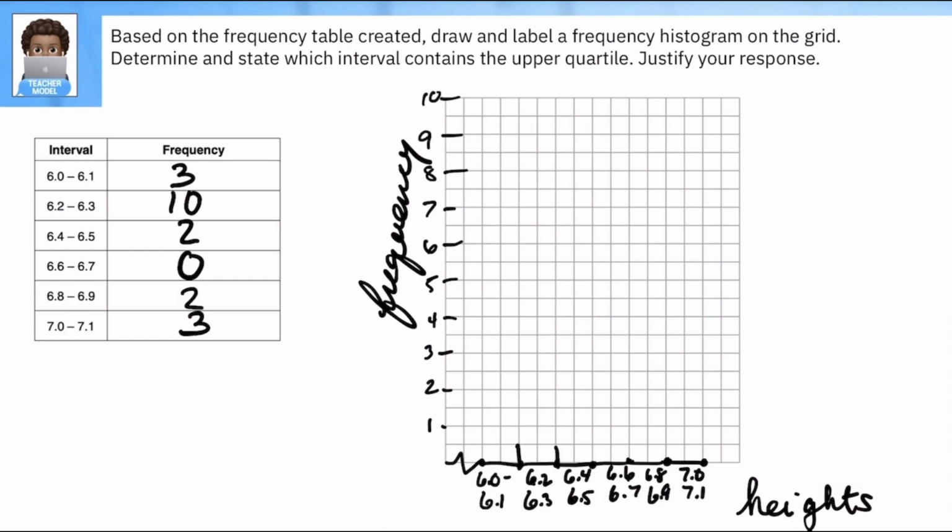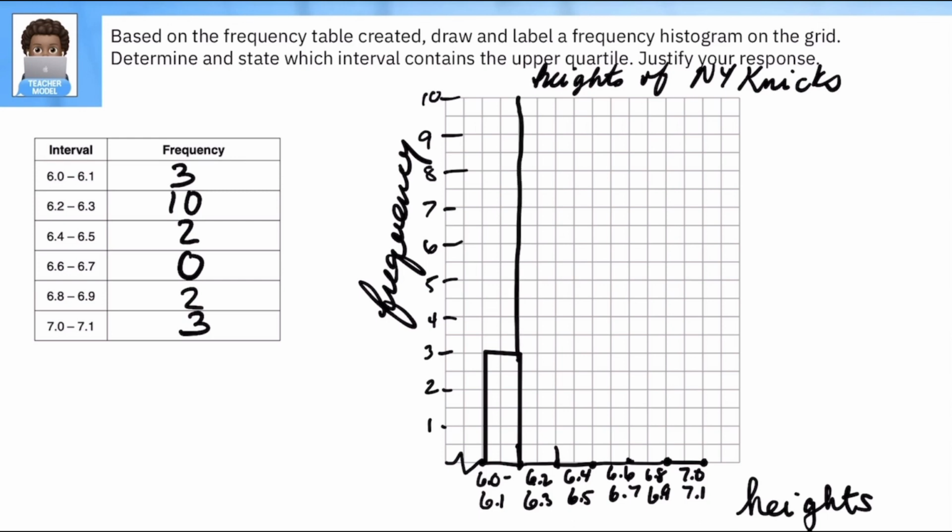I like to give it a title, and these are heights of Knicks players. Just to have it in there. All right, and let's start with the first one. The first one is going to go up to 3. So I'm literally just making my first box, and it just goes up to 3. That's my first interval. My second interval is going all the way up to 10.